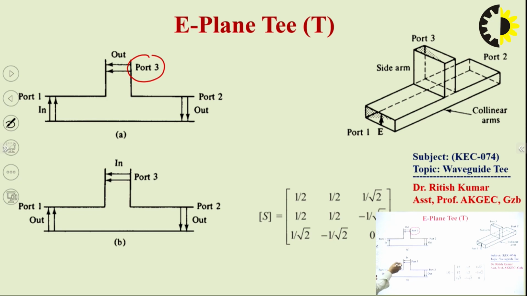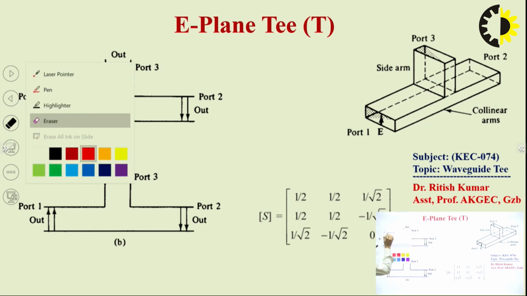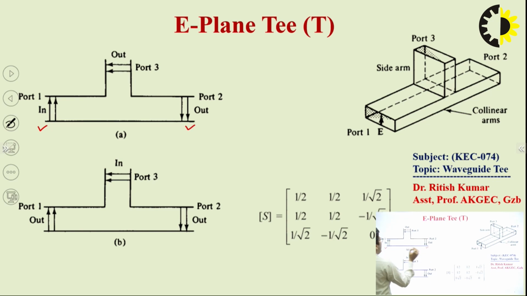And similarly, if we apply the input at port number 1 and port number 2, we can have the power at port number 3. So the first case is if we apply the source at port number 1 and port number 2, and we can see here the phase of the applied input signal is out of phase, meaning both are in opposite phase.